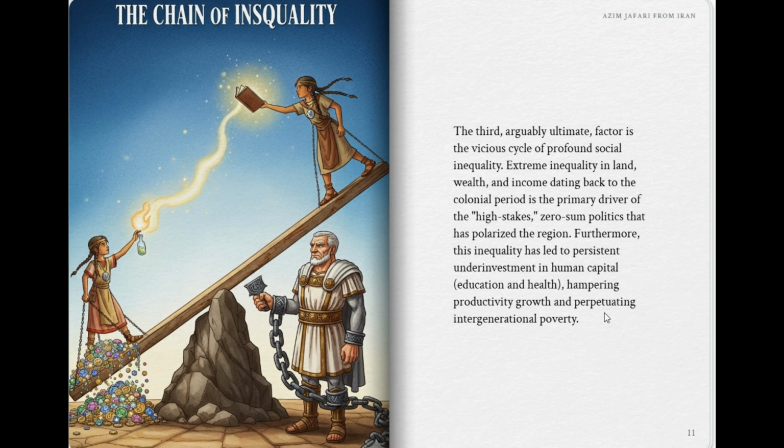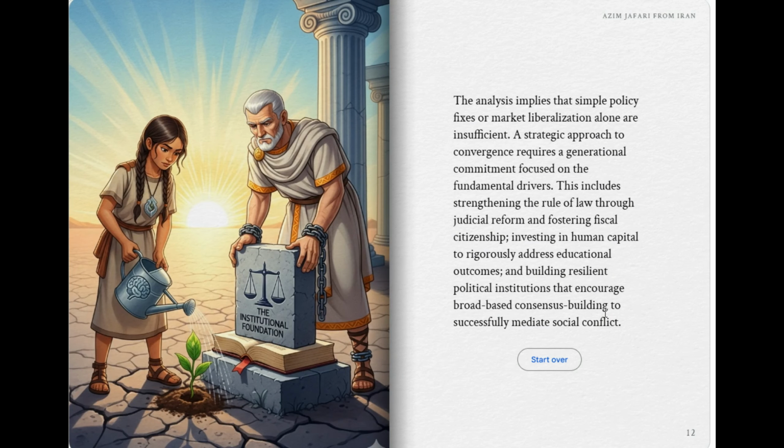The third, arguably ultimate factor, is the vicious cycle of profound social inequality. Extreme inequality in land, wealth, and income dating back to the colonial period is the primary driver of the high-stakes, zero-sum politics that has polarized the region. Furthermore, this inequality has led to persistent underinvestment in human capital, education and health, hampering productivity growth, and perpetuating intergenerational poverty. The analysis implies that simple policy fixes or market liberalization alone are insufficient.